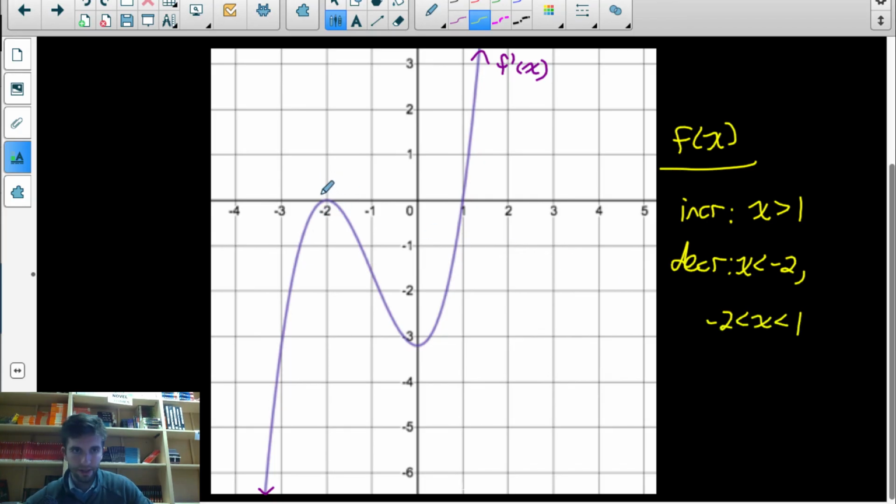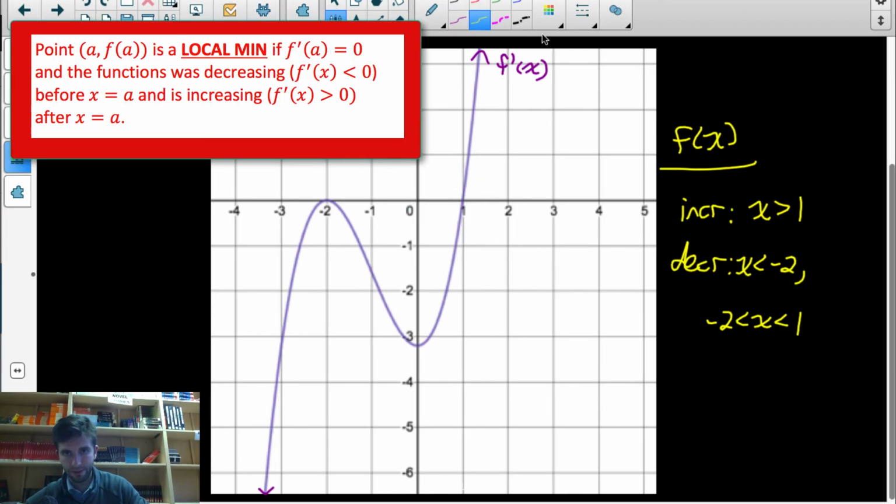At -2, it's not increasing or decreasing because the value of the derivative is 0, and at 1, it's not increasing or decreasing because the value of the derivative is 0. So I need to sketch a function that satisfies this criteria. Decreasing before -2, still decreasing after -2 until 1, and then at 1 it switches from decreasing to increasing.